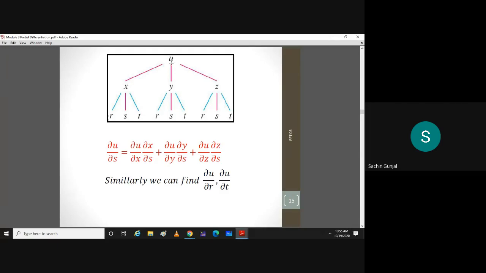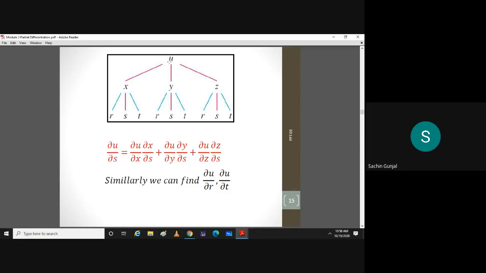Now, how do you calculate u with respect to s? Here it is just an example. How many ways are there to come from u to s? Can you tell me? Three ways. Okay, so you just add them. u with respect to x, x with respect to s, this is first, plus u with respect to y, y with respect to s, plus u with respect to z, and z with respect to s. This is how you can write and remember this composite rule.